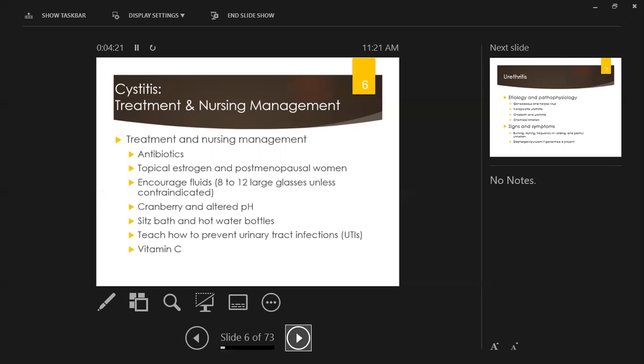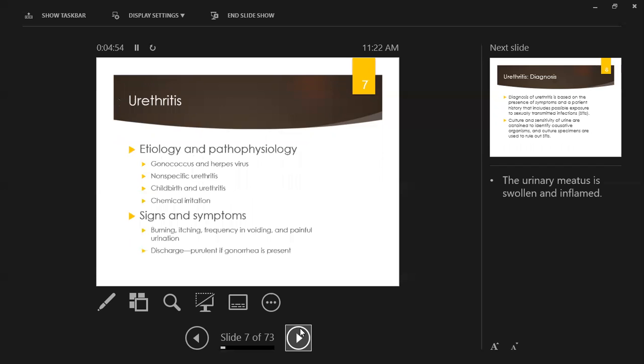We encourage fluids, 8 to 12 large glasses of water unless contraindicated, in order to flush the urinary tract system. Cranberry helps to alter the pH. The bacteria is uncomfortable living there, and therefore cranberry juice or cranberry supplements are ordered occasionally. Sitz bath and hot water bottles can ease any discomfort caused by the cystitis. It's very important that we provide lots of education about how to prevent urinary tract infections to our patients. Vitamin C is also a good preventative.